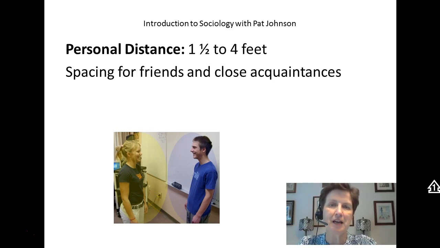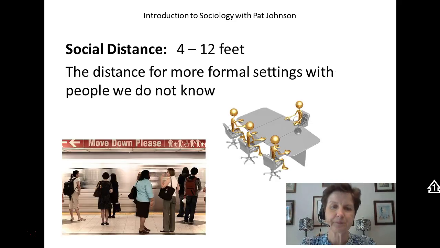Also, we tend to find that women have smaller bubbles than men, especially when we're talking about same-sex interactions. So 2 women talking to each other may get closer. They may be more on that 1.5 side, where when 2 guys are talking to each other, they'll be more at the limits of 3 to 4 feet. It's really interesting to watch.